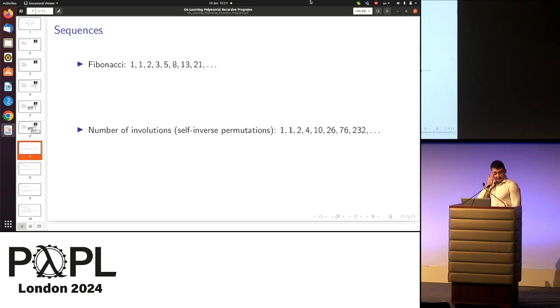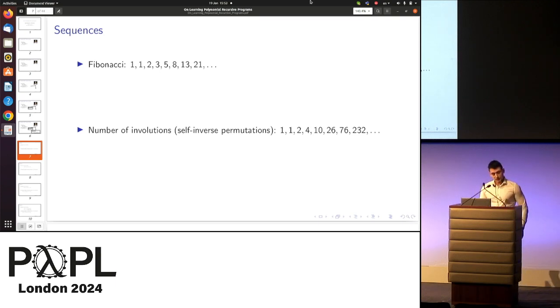Next, I will talk about something which seems a bit unrelated at the moment. I will talk about sequences, and I'll just give you two examples of probably very well-known sequences: the Fibonacci sequence and the number of involutions. An involution is simply a self-inverse permutation.